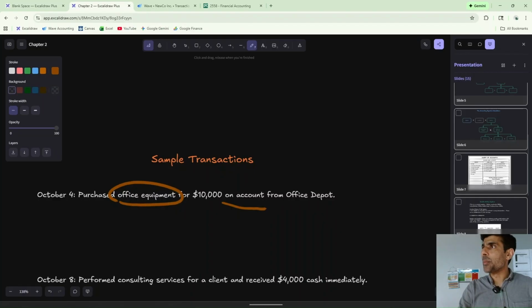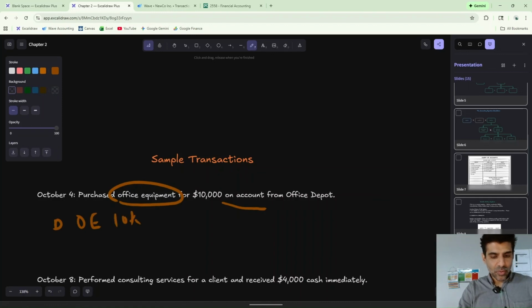Is office equipment going up or down? Am I buying or am I selling office equipment? Buying. So office equipment is going up. It's an asset. So is that going to be a debit or a credit? Okay, so good. We have debit office equipment, I'm just going to call it OE, 10,000.